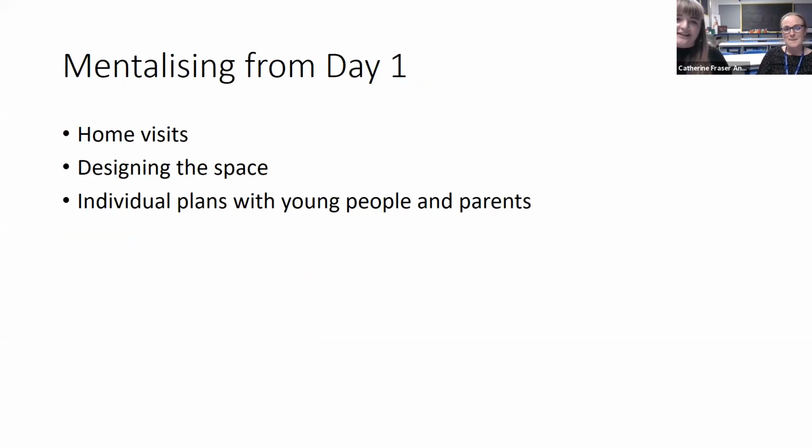So as soon as we knew that we were both going to be opening this unit together, and we knew that we were going to use AMBIT, we used it from the very first day. So before we'd even met any of the young people, we had already used AMBIT in terms of mentalising them just based on the information we knew about them already.